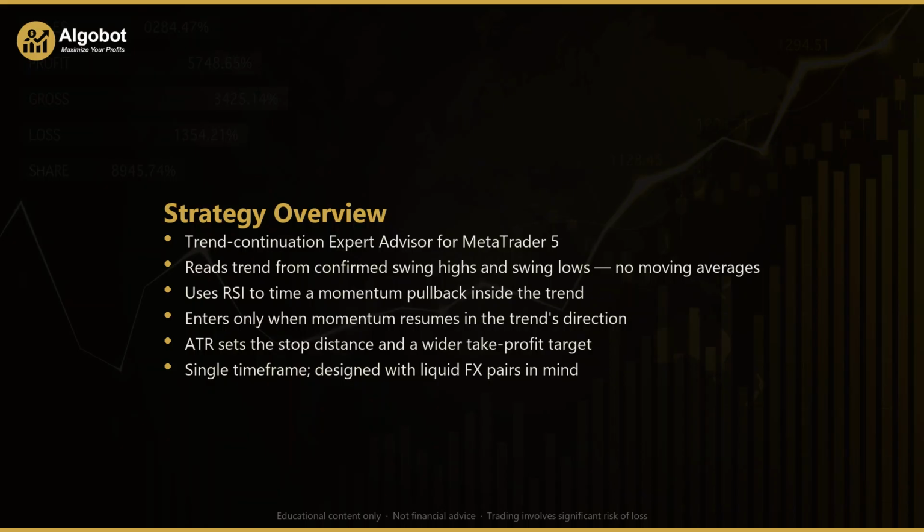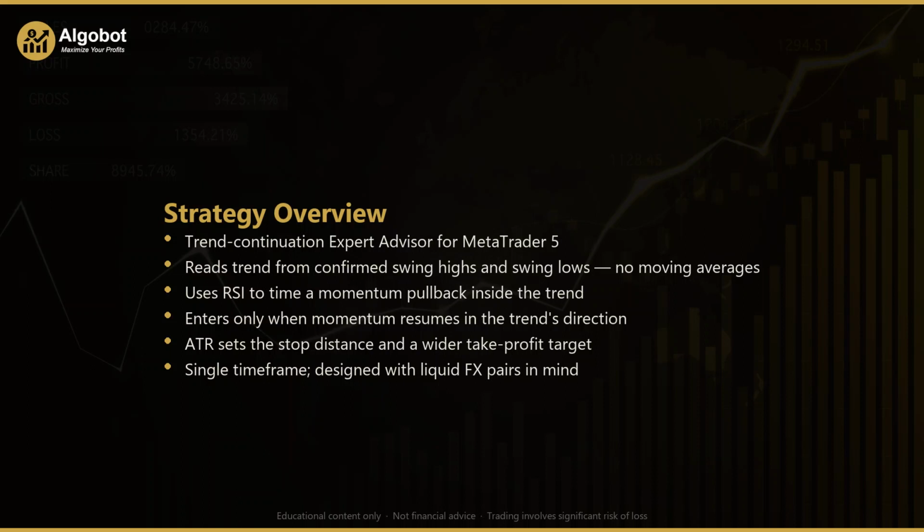The strategy tracks confirmed swing highs and swing lows. When it sees a series of higher swing lows, it treats that as an uptrend. When it sees a series of lower swing highs, it treats that as a downtrend. Notice that there are no moving averages anywhere in this logic. The trend definition comes purely from the shape of the chart itself.